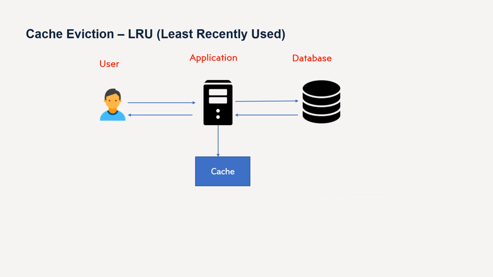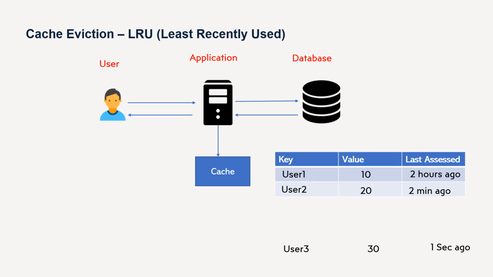The most popular strategy is the LRU, or least recently used. In this, we check which value was recently used. If something was recently used, it's more hot, or maybe the user is really active. So whatever is recently used, we will keep it. But what was accessed a long time back, we will remove or evict it from the cache.